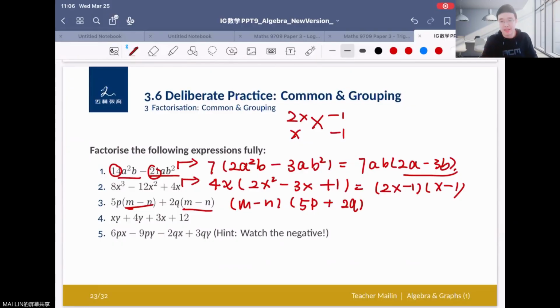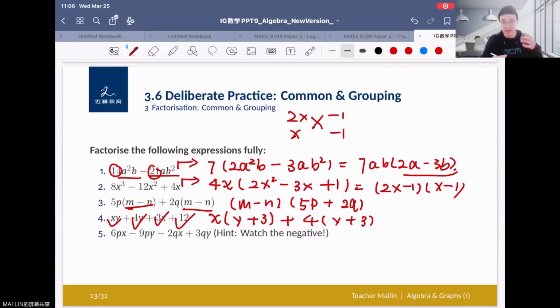For the next problem, they don't have a common factor among xy, 4y, 3x, and 12, so first we can use the grouping method. For xy and 3x, you can extract the common factor, which is x. Then x leaves y and 3, so here is x times y plus 3. The second part is 4y plus 12, so you can extract the 4 outside. So it becomes 4 times y plus 3.